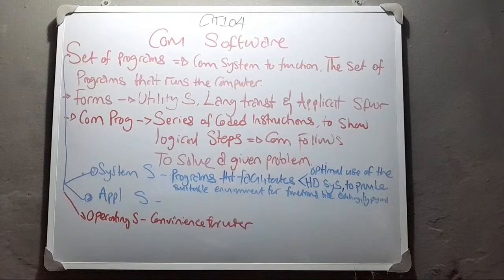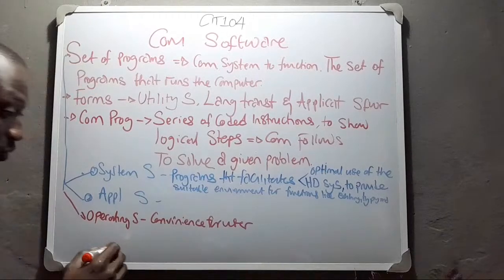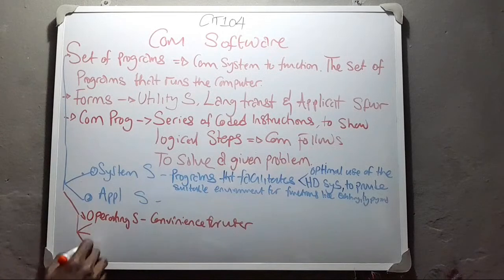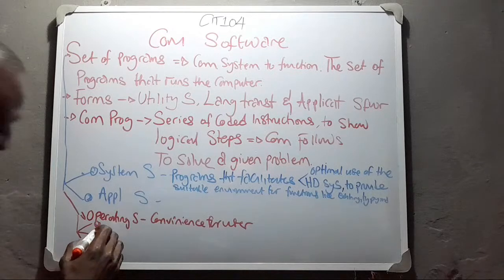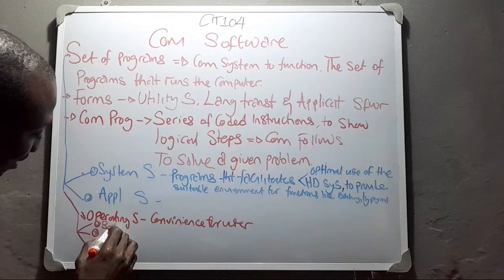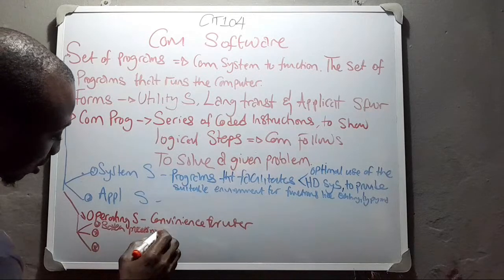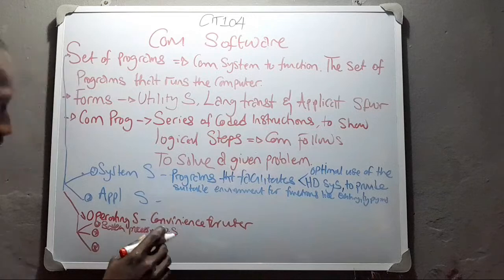Now, the operating system is classified into three groups. 1, 2, 3. Now we have the batch processing operating system.